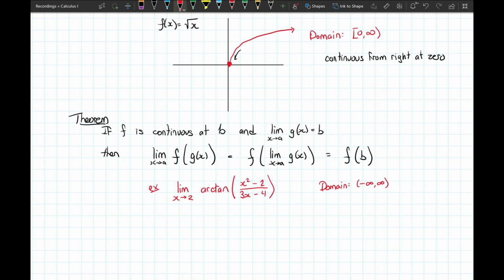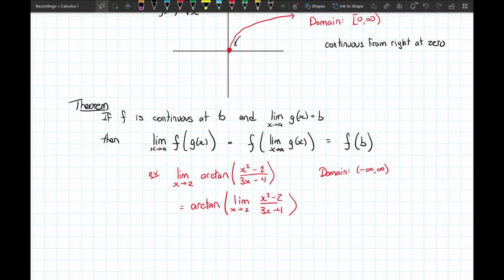And it's continuous at every value in its domain by the last theorem. So no matter what the value of the inside function, x squared minus 2 over 3x minus 4, whatever the limit of that function happens to evaluate as, I know that I can just evaluate arctan of the result. So by both theorems here, we can just go ahead and say that this is equal to arctangent of whatever we get for the limit of x squared minus 2 over 3x minus 4 as x approaches 2.